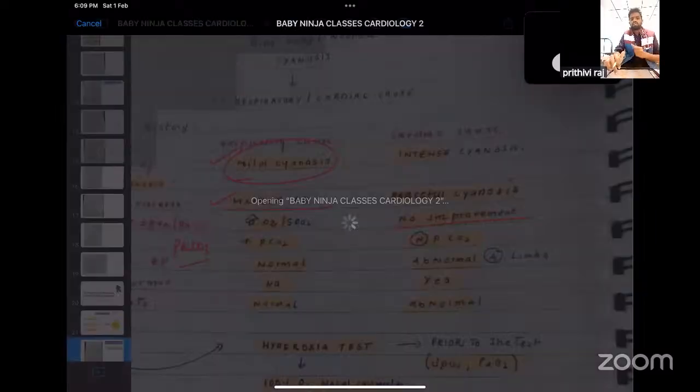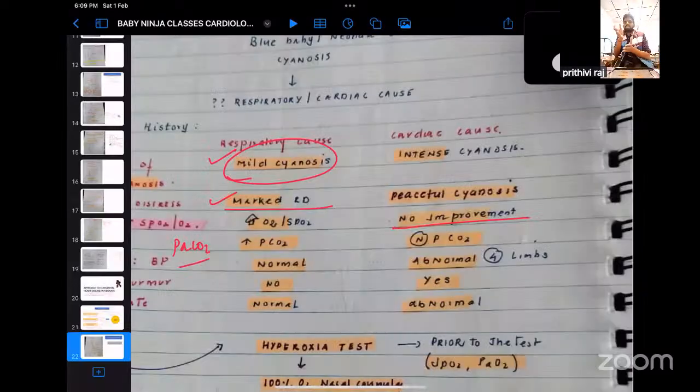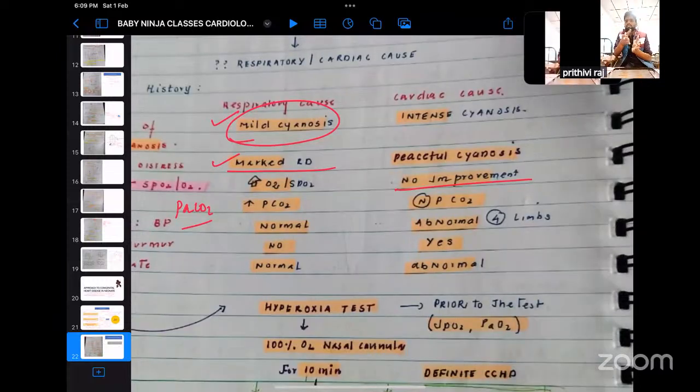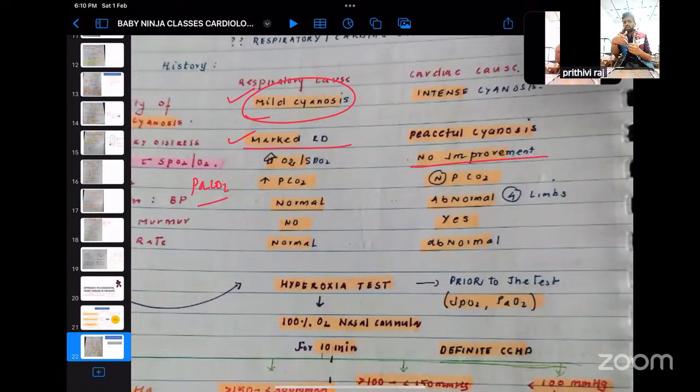Okay. So the PaCO2 will be rising in the case of a respiratory cause because the ventilation is not happening, because that's a parenchymal disorder. Whereas in a cardiac cause, your lung is normal. The only problem is in your heart. So your PaCO2 will be near normal, right? And when you do the cardiovascular examination, presence of murmur, abnormal X-ray, raised BP, these are the things you will see in the cardiac cause, whereas it will be normal in the respiratory cause. So this is how to differentiate cyanosis because of a respiratory cause or a cardiac cause.